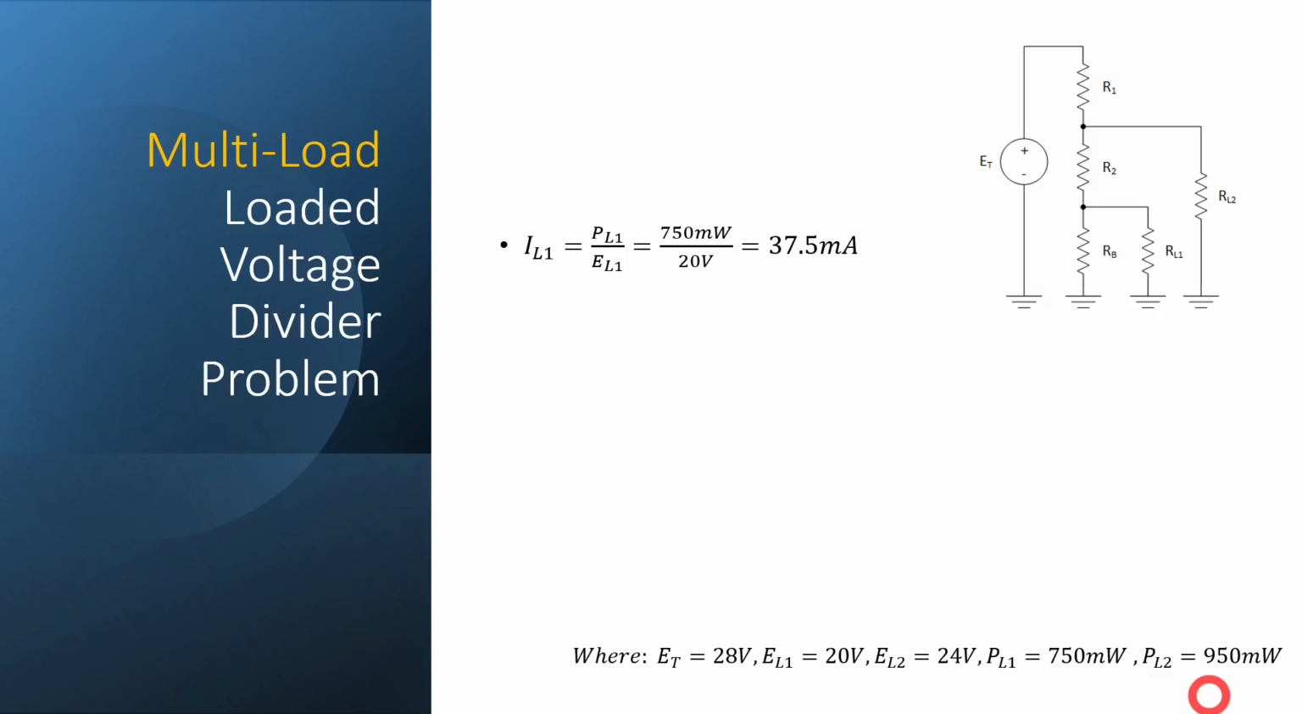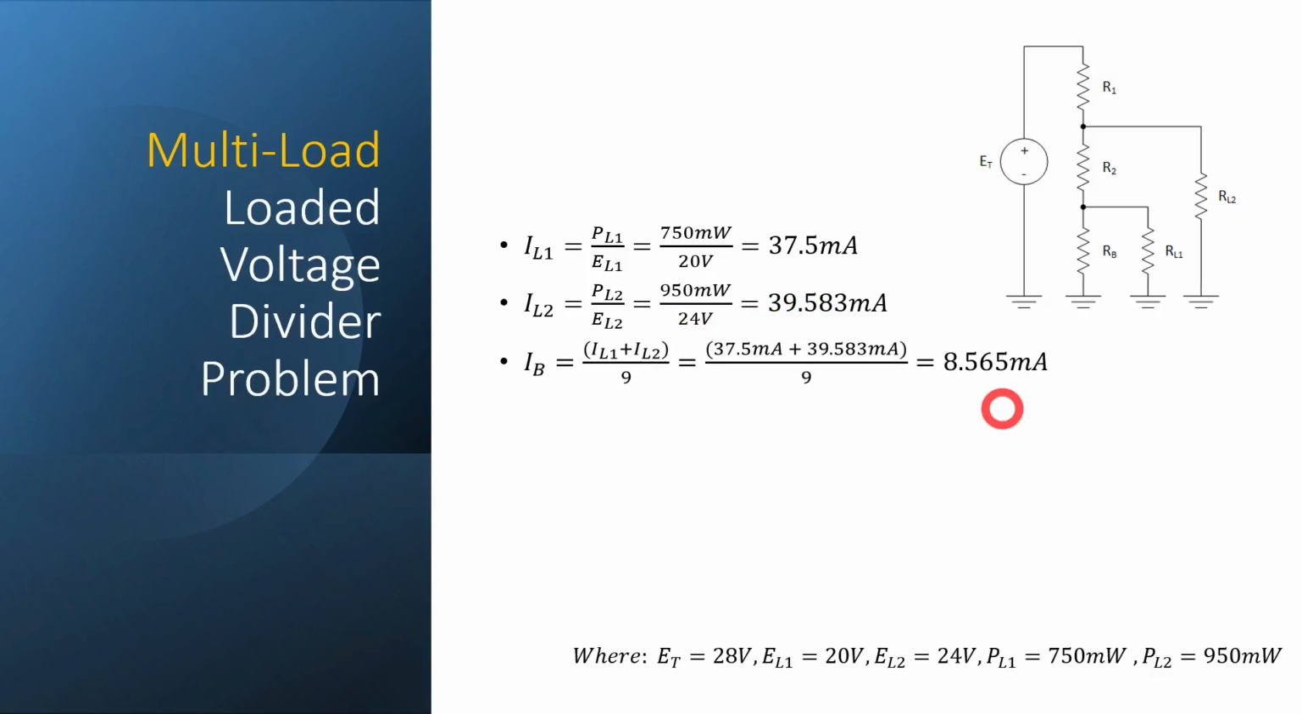Okay, so the first thing we need to do is figure out our currents. Now we know the current going through this load resistor using nothing more than Watt's law. If we take the power across that load and the voltage we divide into that load, we take the power divided by the voltage and we get the current through that load. If we take the power of the second load and divide it by the voltage of the second load, we get the current through the second load.